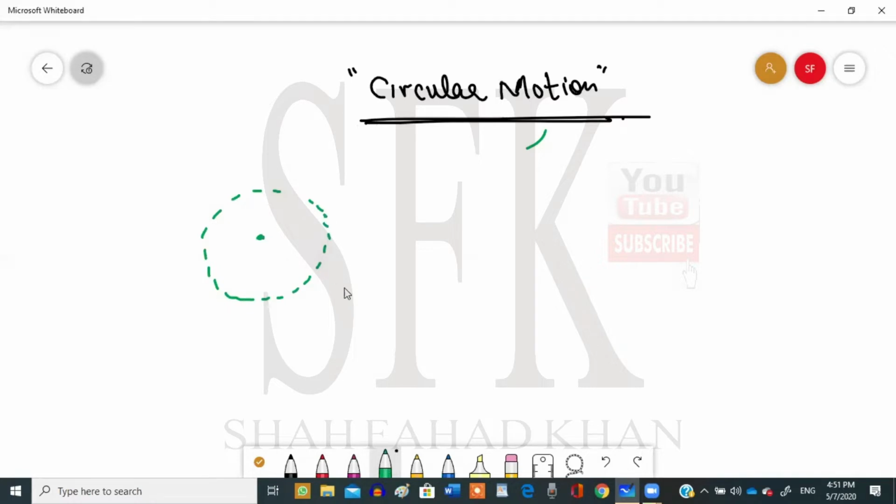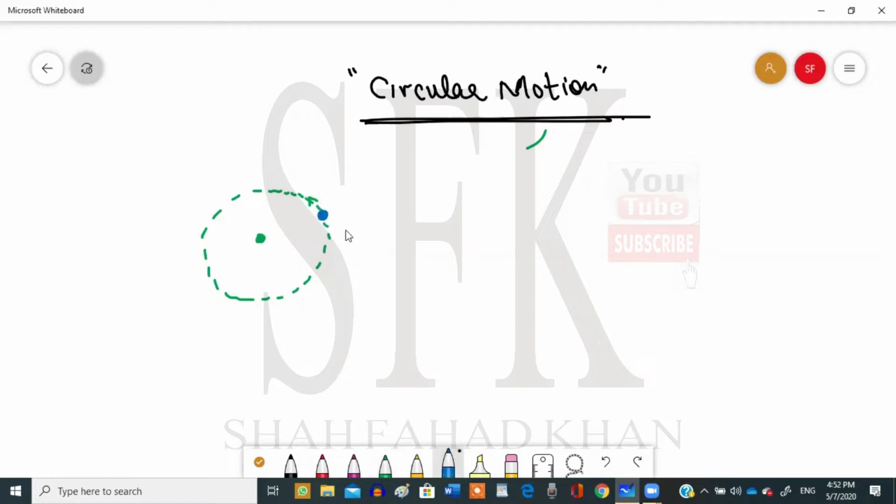Simple. So for example, if I have this particle over here, this blue colored particle, and if it moves over this green dotted circular path relative to this fixed point, fixed center, then it is moving in circular motion. This is the most simple definition of circular motion.